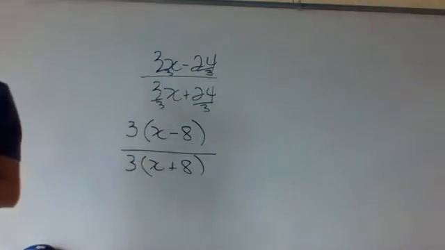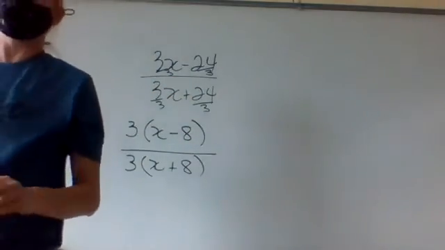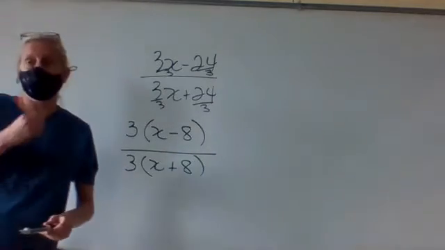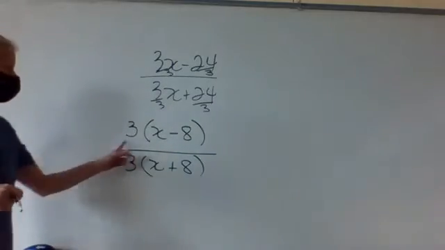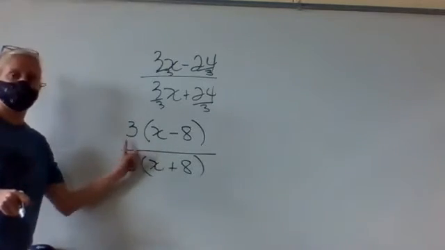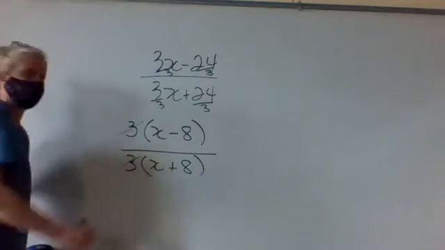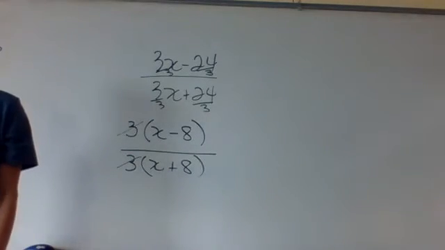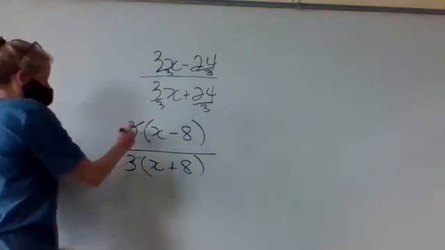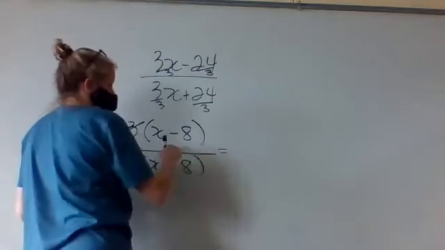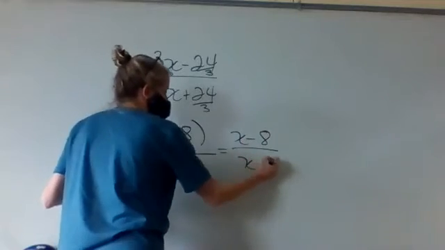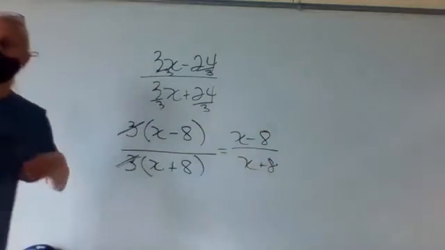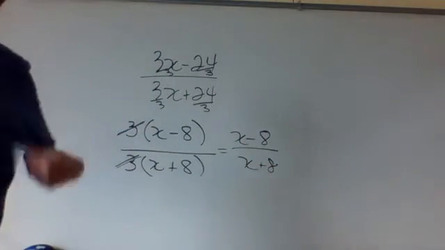Once you do the factoring, then you can do the simplifying, or what a lot of people will just call canceling. If one of your factors is the same in the top and the bottom, they can just cancel each other. So those 3's cancel. So what's left in the top? X minus 8, and in the bottom, X plus 8. So that right there is your answer.